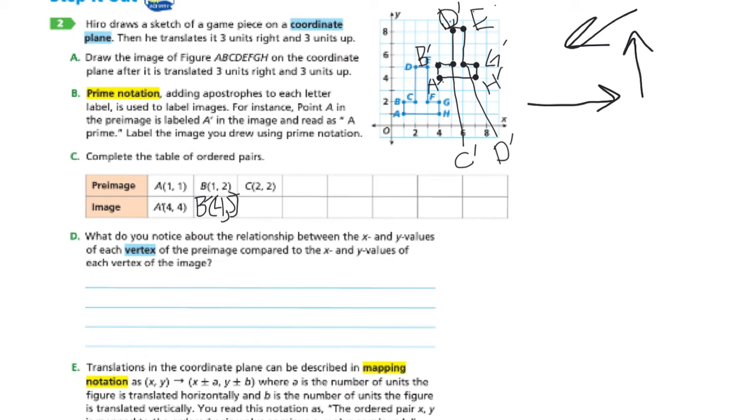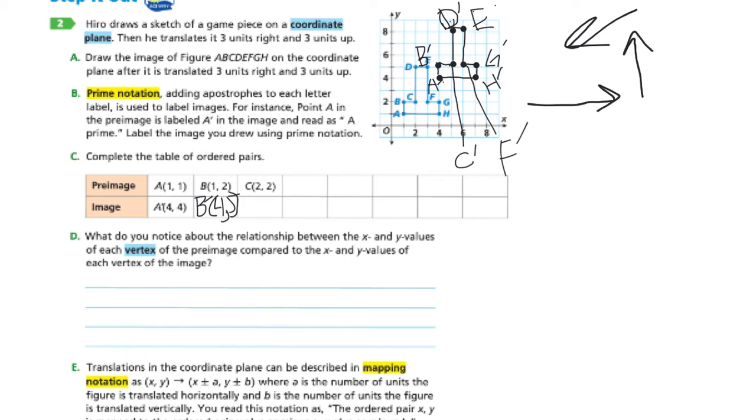what did I do wrong? Oh, F. This is F prime, sorry. Hold on, I'm going to erase that. Okay, so that's A, B, C, D, E. This one's F prime. Okay, so you can kind of see how we did that. We just moved every single point over 3 to the right and then up 3. So that's how you get that new figure.